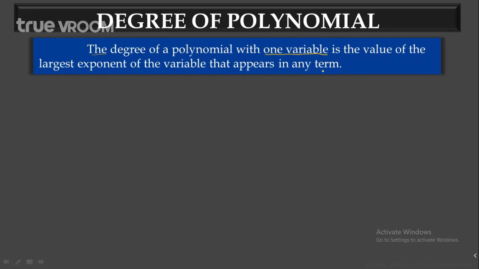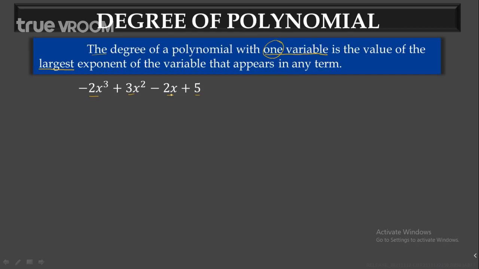For example, we have -2x³ plus 3x squared minus 2x plus 5. How many terms does this polynomial have? Ramida, how many terms does it have? 4. 4 terms. So we have 1, 2, 3, 4. And there is only one variable. So to know the degree of a polynomial, just get the largest exponent.